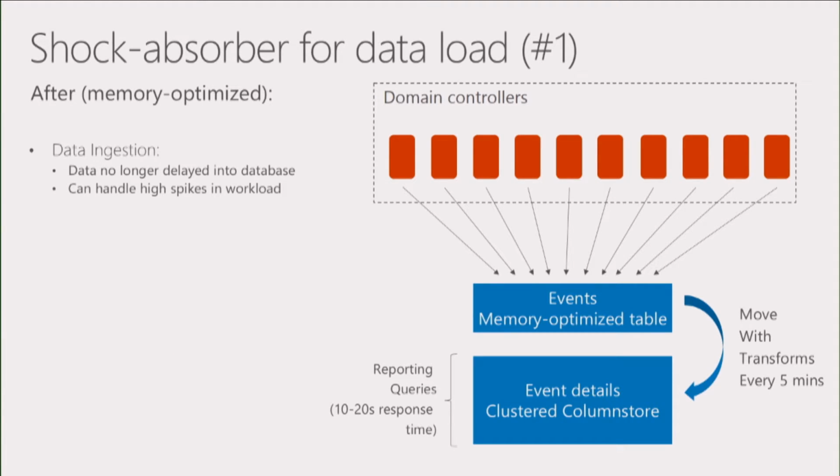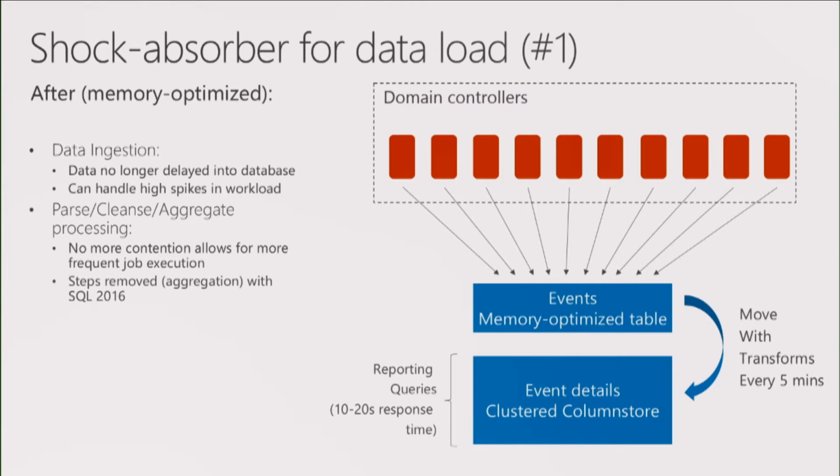Some of the benefits that they're seeing: there are no longer any delays when there are bursts of activity. There are no longer any delays in getting the data into the database, so you can handle really high spikes in the workload. In the batch processing, they can run it much more frequently, and they can actually run it faster as well, especially with some of the native compilation improvements in SQL 2016. And finally, they also achieve higher query performance in their reports because they're using clustered column store.